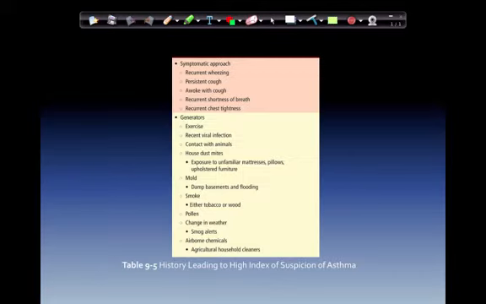Okay, so history leading to a high index of suspicion of asthma. The symptomatic approach: recurrent wheezing, persistent cough, awoke with a cough, recurring shortness of breath, recurrent chest tightness. All of these are very simply going to be, they have the right symptoms.